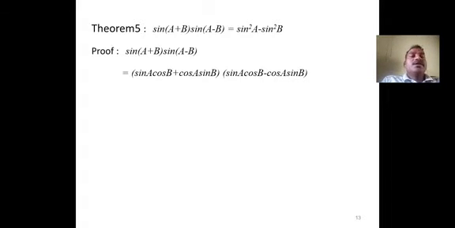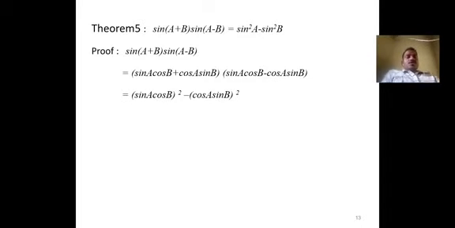Now it is the product of two terms, the formula (A plus B) into (A minus B) is A square minus B square, where A is sine A cos B and B is cos A sin B. Therefore, we get (sine A cos B) whole square minus (cos A sin B) whole square. So sine square A cos square B minus cos square A sin square B. Now we want to express all the terms in terms of sine. So the cos terms you have to write in terms of sine as 1 minus sine square.